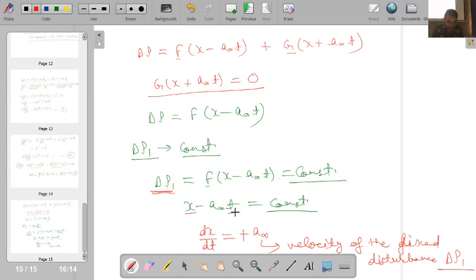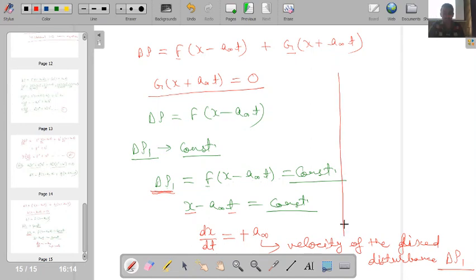So derivative of the entire equation with time: the first term will become dx by dt minus a infinity, equal to the derivative of a constant, which is 0, so this minus will become plus. So dx by dt over here is a infinity. It means that if I have a disturbance of delta rho 1, that disturbance of delta rho 1 will be propagating with velocity a infinity.